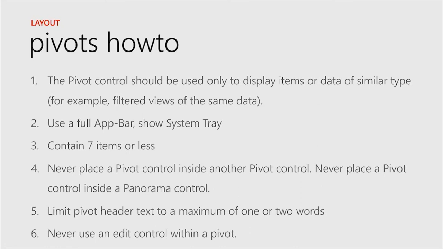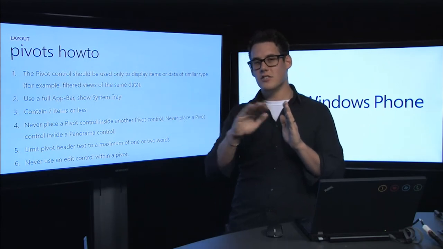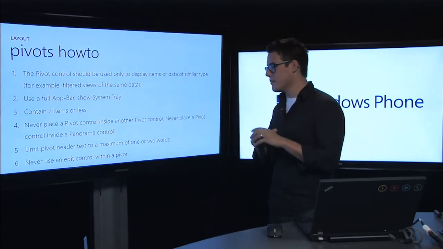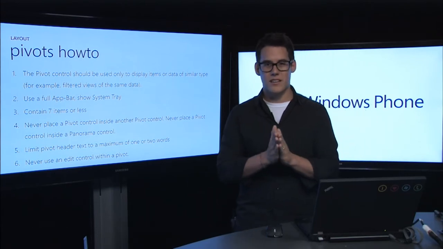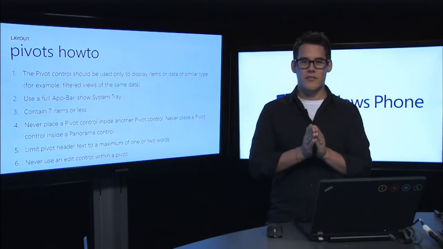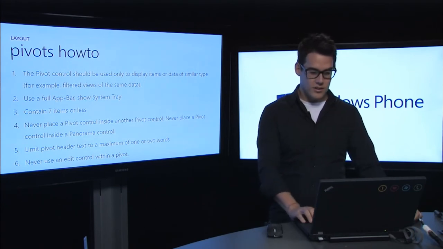Limit pivot header text to a maximum of 1 or 2 words. This is just because pivot header text gets truncated and you don't want to lose whatever that data is. Number 6, never use an edit control within a pivot. That goes back to what I was saying earlier. Just use it for data sets. Drill down to single pages for anything that's got a lot of controls in it.